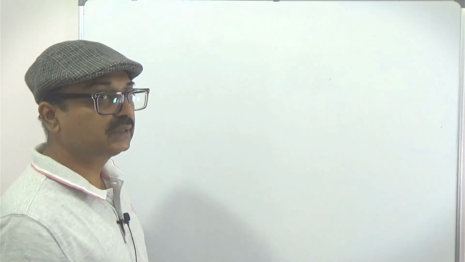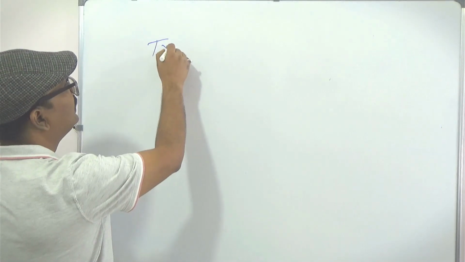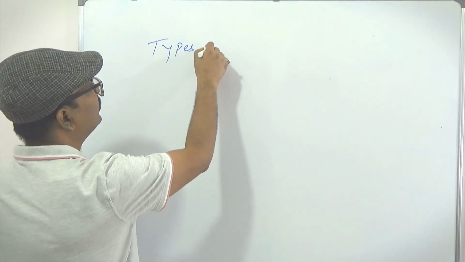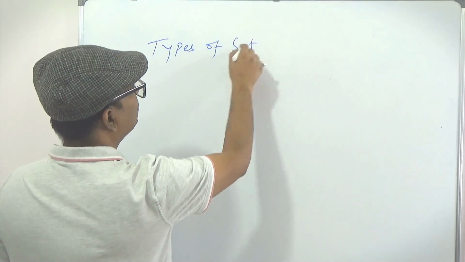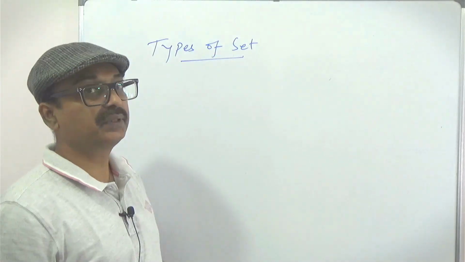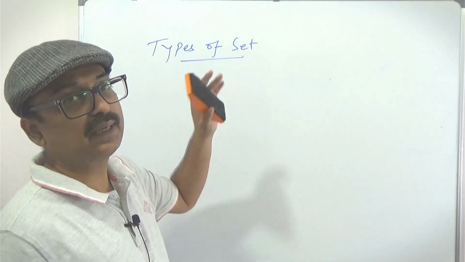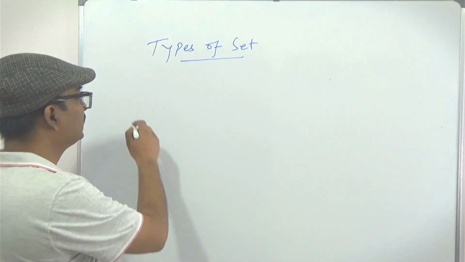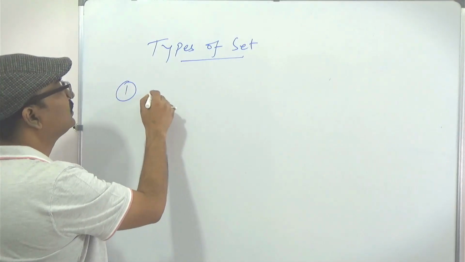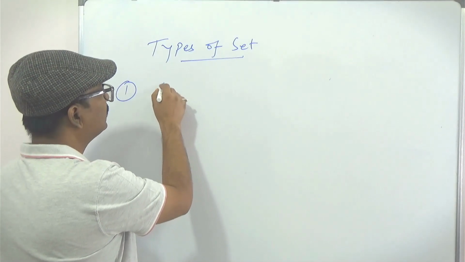What we are going to study is types of sets. We have seen the definition of sets and how to represent a set. We have solved some examples also. Now we'll see what are the types of sets. There are several types of set. First set is called the empty set.